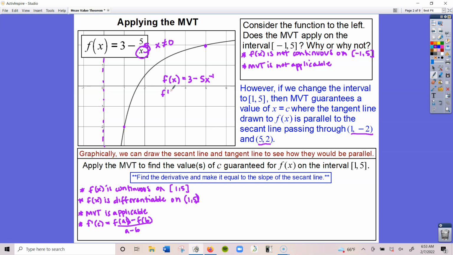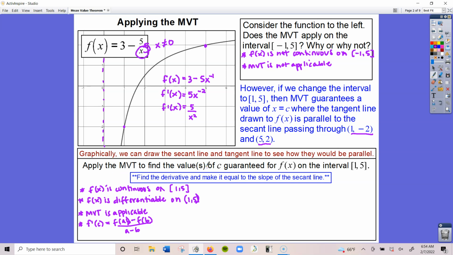So f prime of x is going to equal, the derivative of 3 is 0, and then here I'm going to take this negative 1, multiply it to the negative 5, so that's 5x, and subtract 1 to the negative 2. Therefore, f prime of x is going to equal 5 over x squared. So this is my derivative.